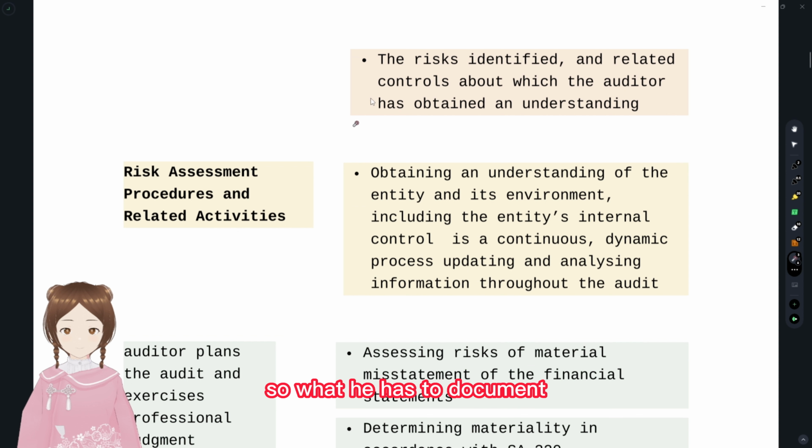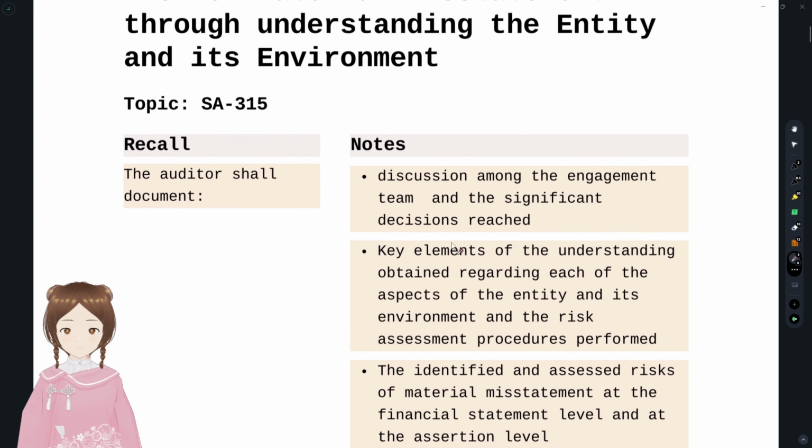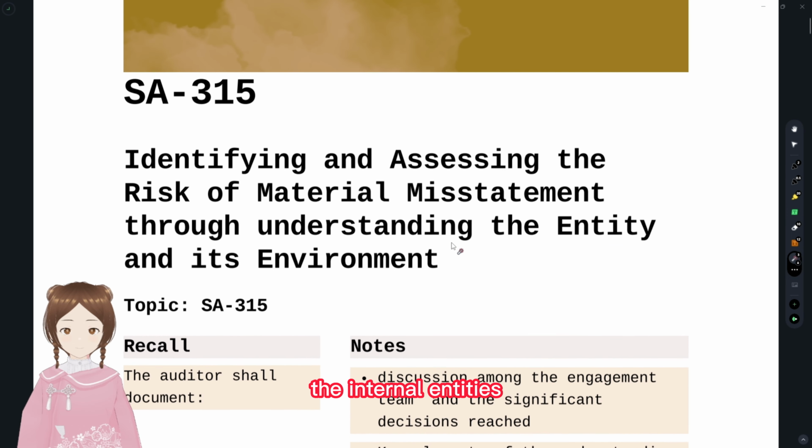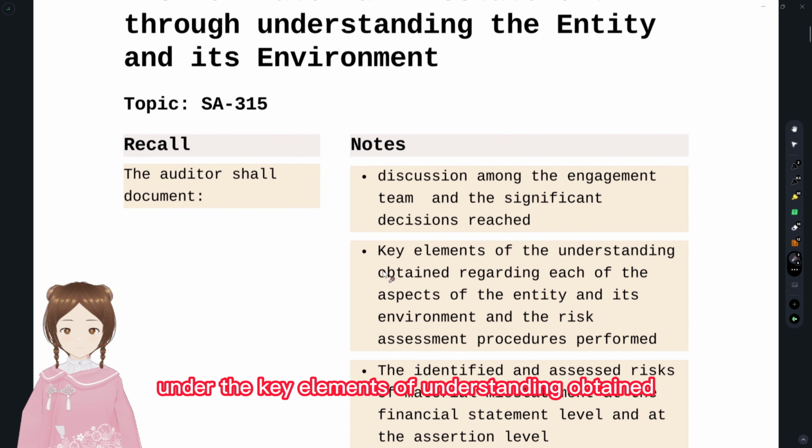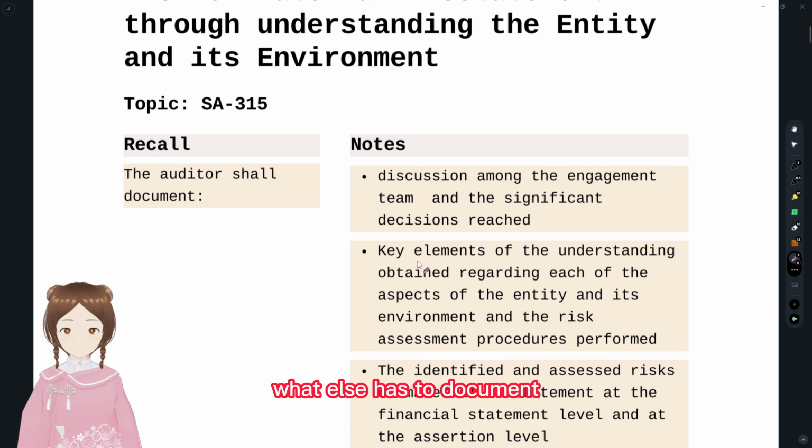So what does he have to document? The risks that were identified relating to the controls about which the auditor has obtained an understanding. He has to also understand the entity's internal controls, right? What risk he had identified in the internal controls, he has to document that. And also the key elements of understanding obtained regarding each of the aspects of the entity and its environment, and the risk assessment procedures performed. He has to document the key elements that he had found while understanding the entity and its environment.